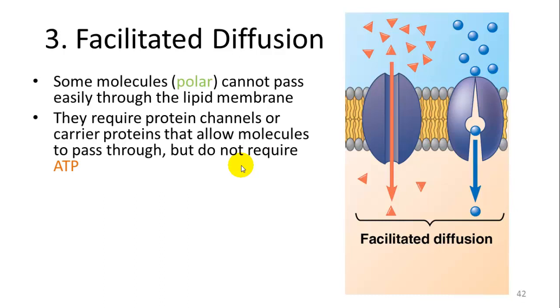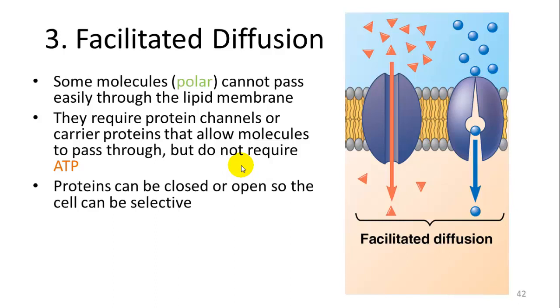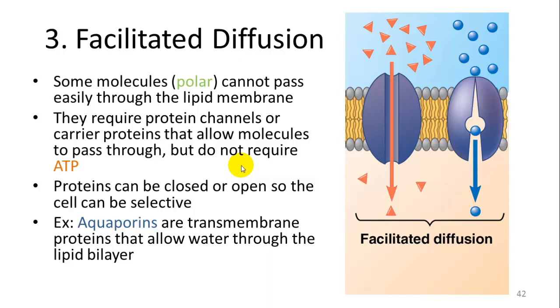So these can either be protein channels or protein carriers. They don't require ATP to allow things to pass through. So again, it's passive transport. These proteins can be closed or open so that they can be selective. An example is aquaporins. Aquaporins are channels that allow water through. If you don't want water to come through, then you can just close the aquaporin.